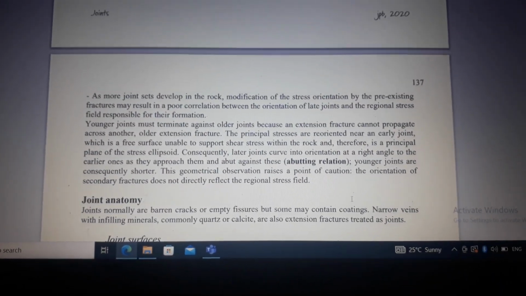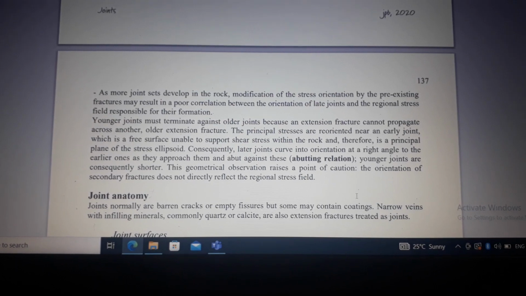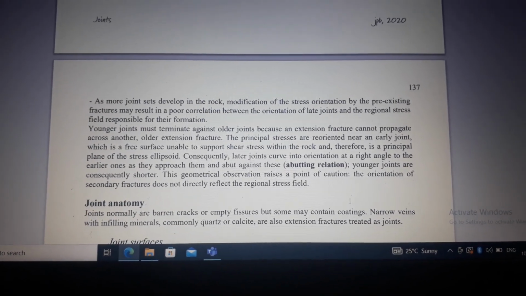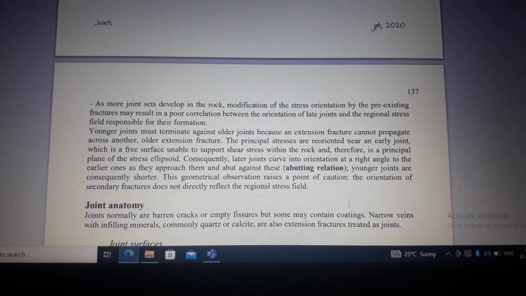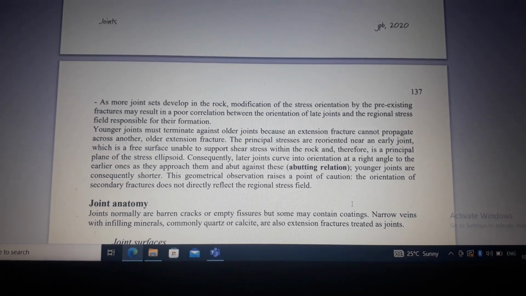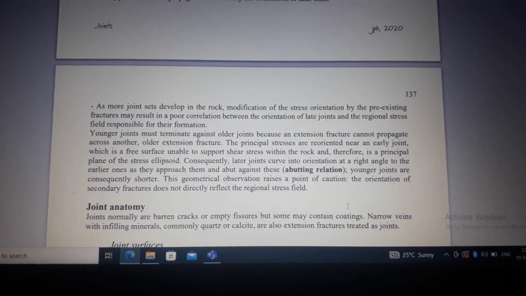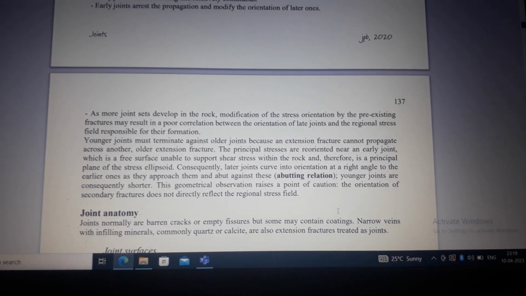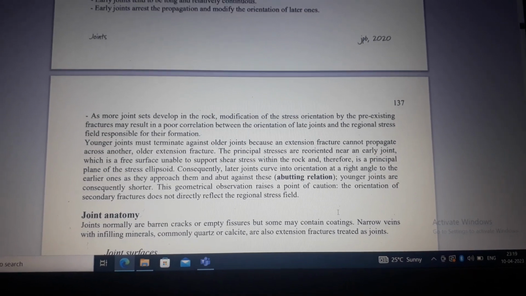between the orientation of late joints and the regional stress field responsible for their formation. Consequently, the later joints curve into orientation at a right angle to the earlier ones as they approach them and abut against them; this is the abutting relation. Younger joints are consequently shorter.